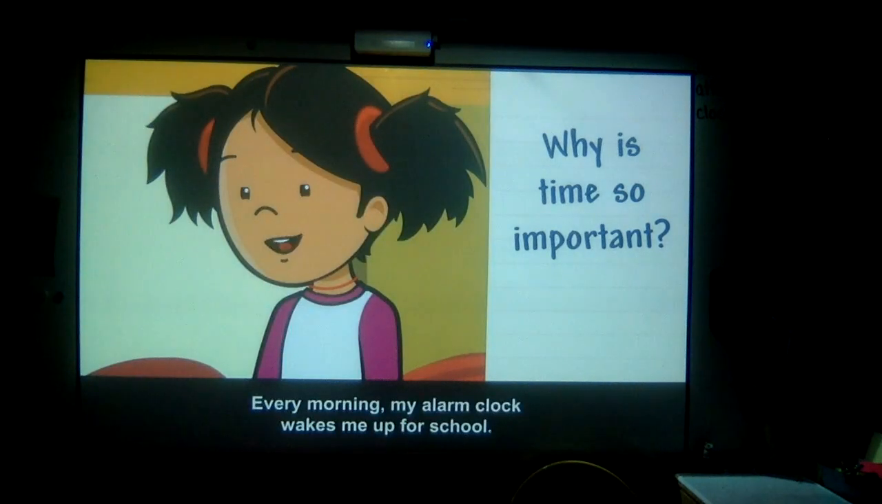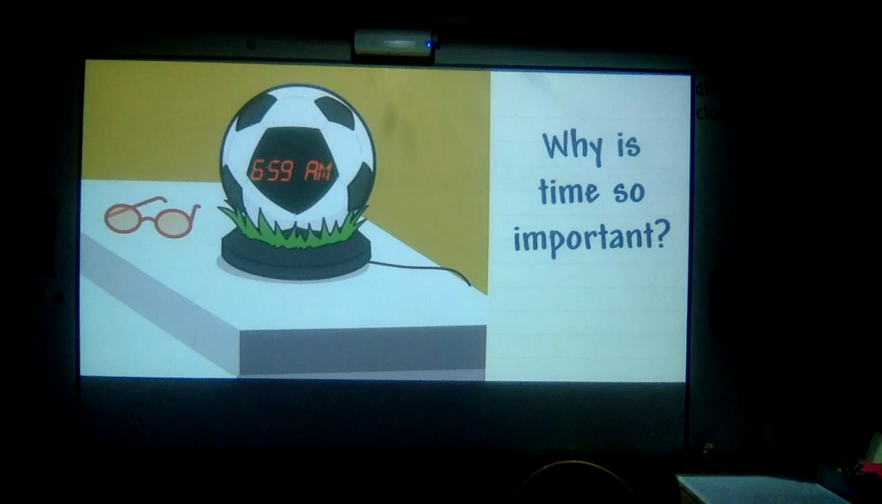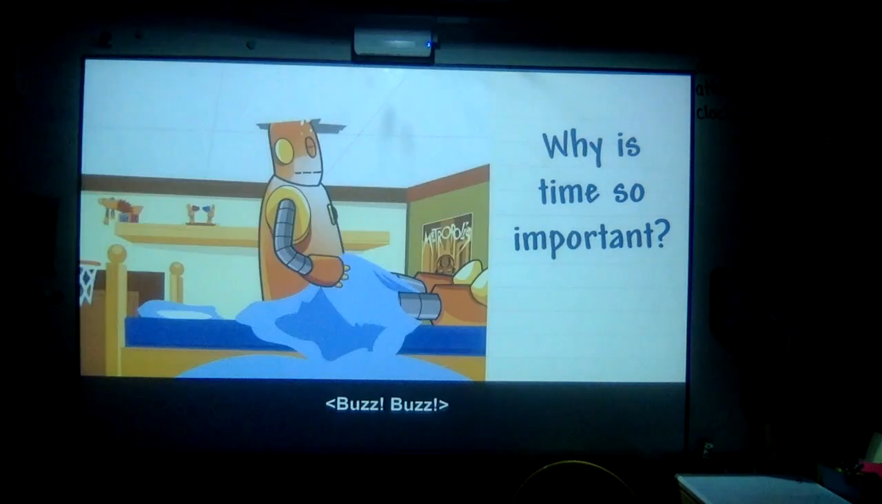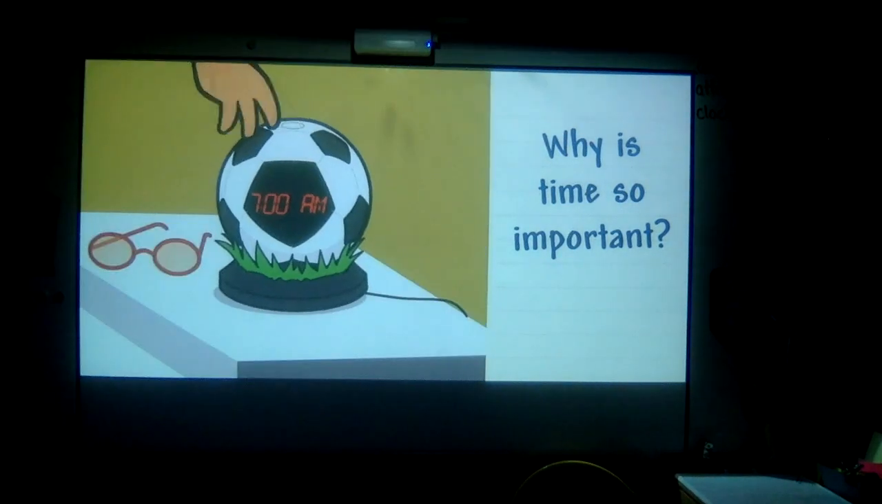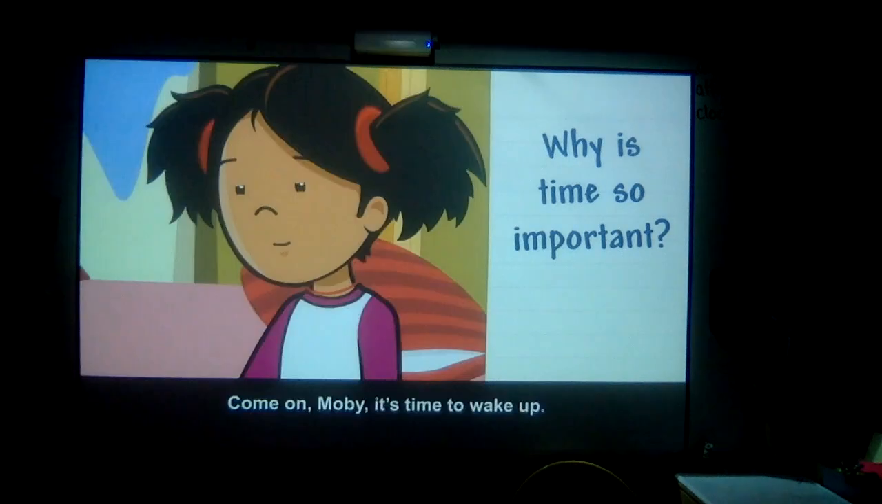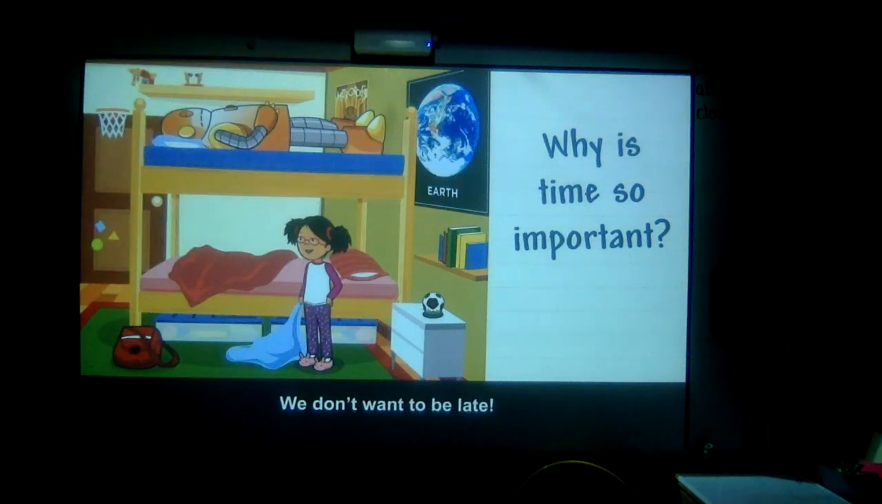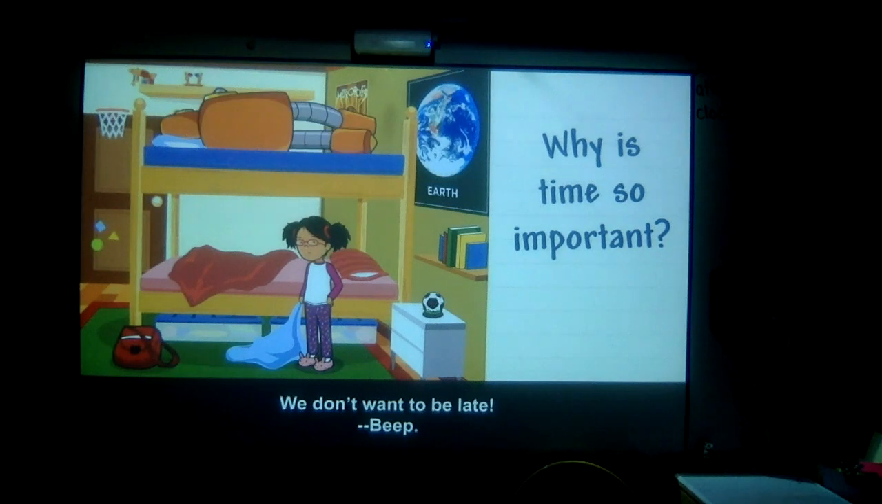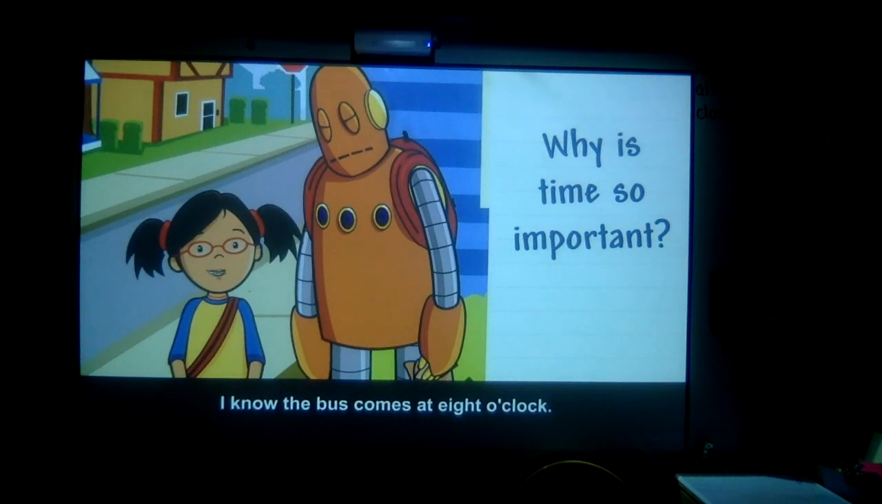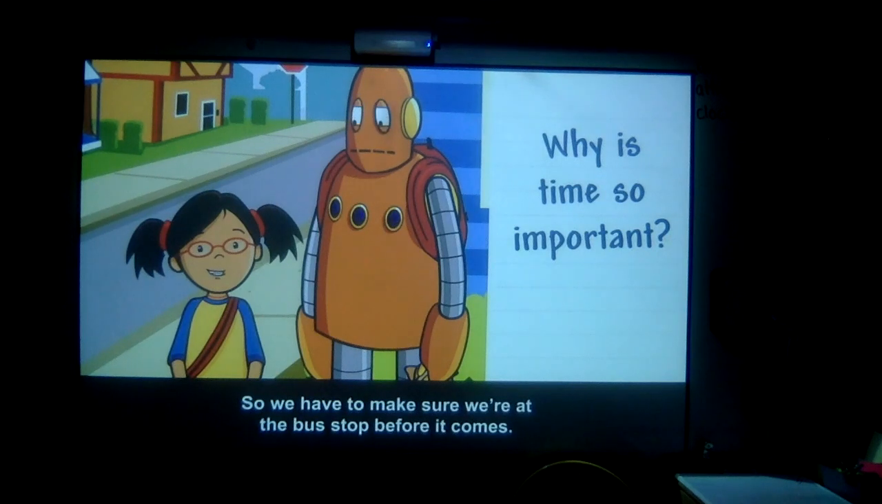Every morning my alarm clock wakes me up for school. Come on, Moby, it's time to wake up. We don't want to be late. I know the bus comes at 8 o'clock, so we have to make sure we're at the bus stop before it comes.